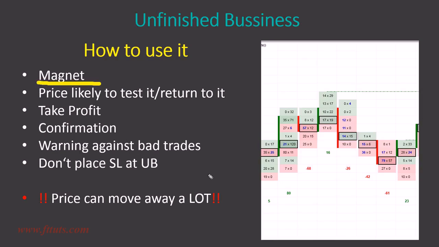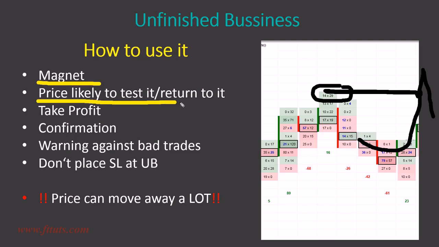First thing, this works as a magnet. This is an imperfection, and the market tends to deal with that imperfection. So in this case there is an imperfection in here, so the market will likely test this area and create a successful auction in here. So it works as a magnet. This works as a magnet. Price is likely to test it. Price is likely to return to it.